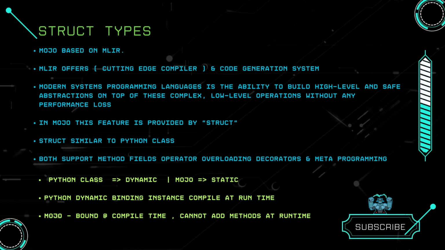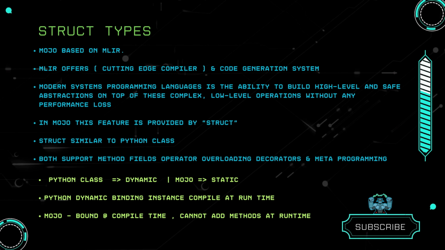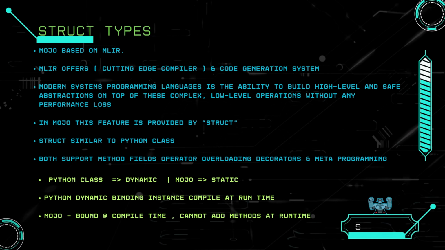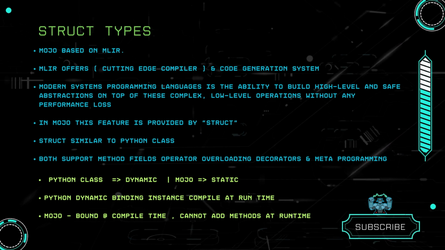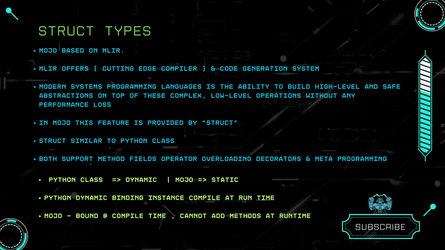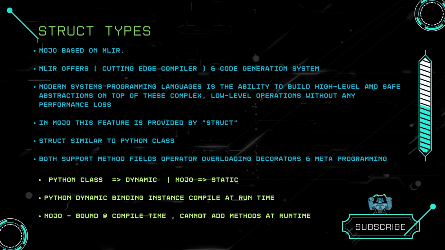Struct functions similar to a Python class. Both support methods, fields, operator overloading, decorators and metaprogramming. The key difference here is that a Python class is dynamic, whereas Mojo is statically typed. Mojo structs are bound at compile time and you cannot add methods at runtime. Let's see an example for reference.